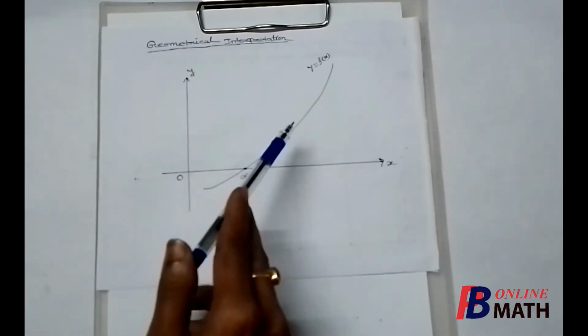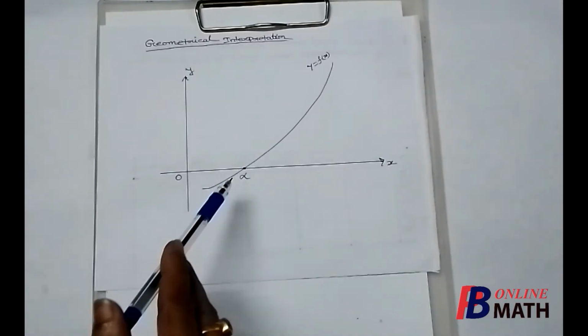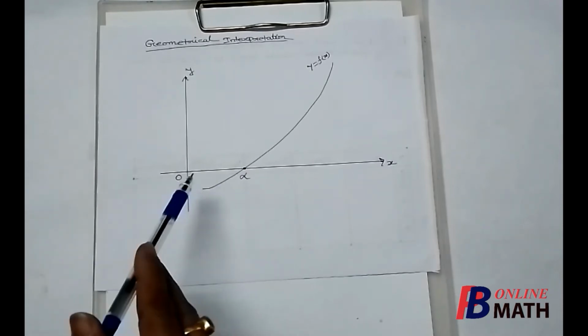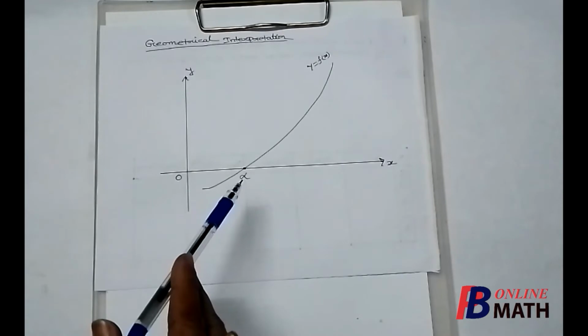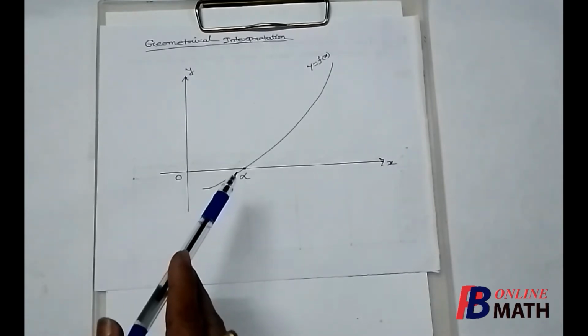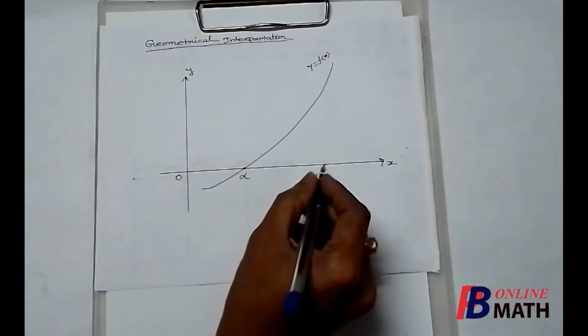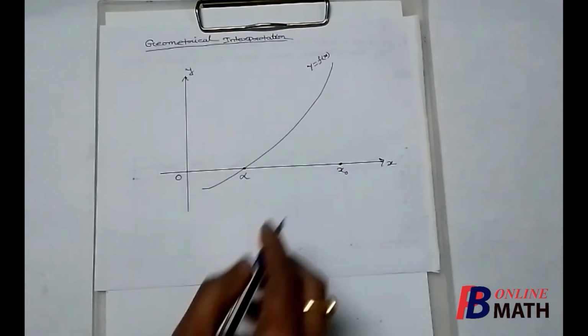So this graph y equal to f(x) cuts the x-axis at the point alpha. So this is the exact root alpha. We do not know the root alpha. We have to determine the approximations of this root alpha by starting from an initial approximation. So let us assume that initial approximation is x0. So this is our initial approximation.